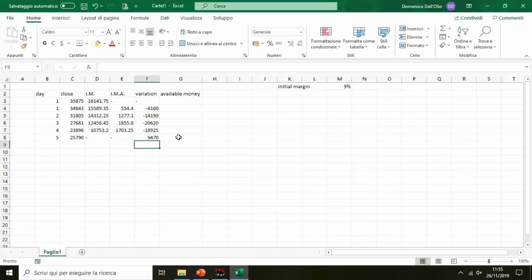Okay, let's now introduce available money. Let's assume that in the beginning, the available money is 100,000 euros.